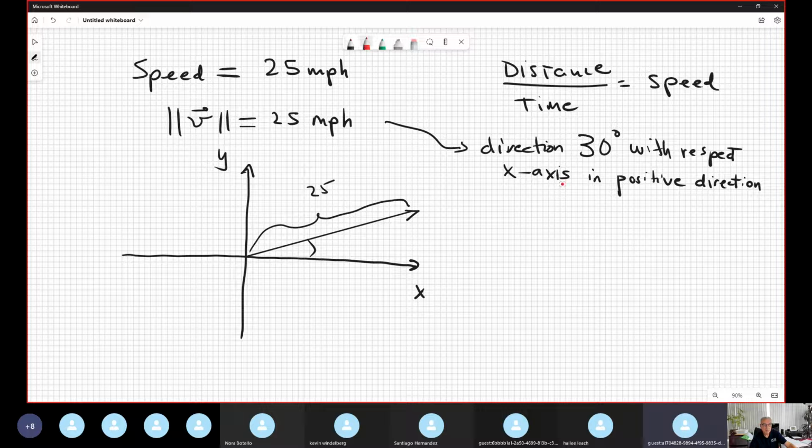The angle is 30 degrees. This is the idea of the problem. The idea of the problem is I need to find direction and magnitude. Well, magnitude is given, the direction too. So express it like a vector. It's given the magnitude, look at that, and it's given the direction, 30 degrees.